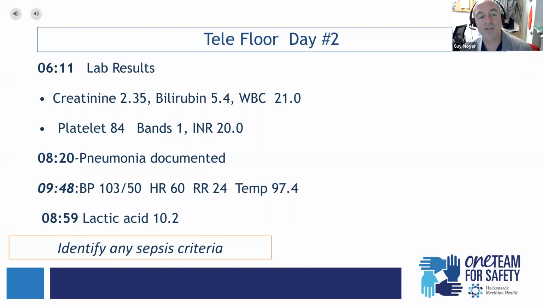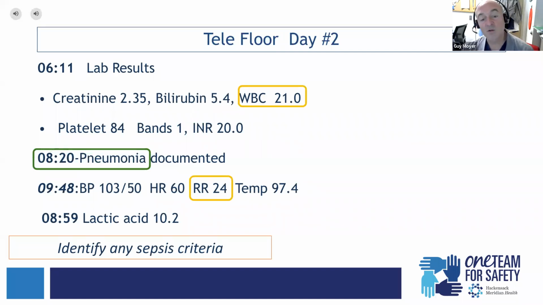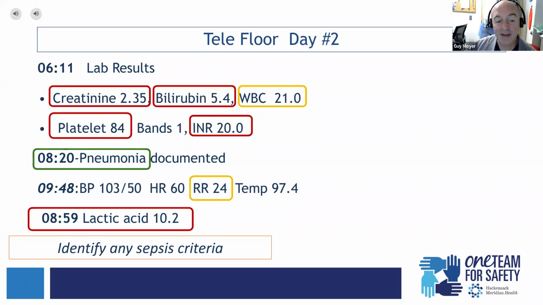So we're looking for our sepsis criteria on this patient. So what do we got? We have a new diagnosis of pneumonia, so that's a source of infection. We have an elevated respiratory rate of 24, right? The patient's afebrile, but they have an elevated respiratory rate, and they've got a white count of 21 and a lot of different abnormal lab values, right? Their creatinine is elevated, so that shows some organ failure going on with their kidneys. Their bilirubin is elevated as well, liver involvement. Platelet count is low, 84. Their INR was 27 or 29 on the last slide, and it's now 20. And their lactic acid is much greater than 2. It's 10.2.